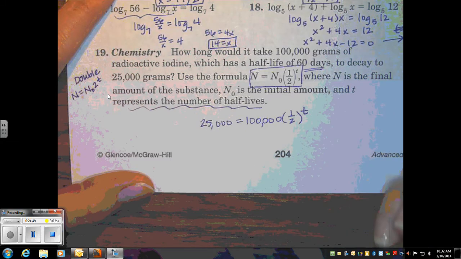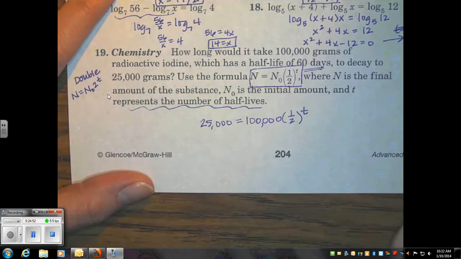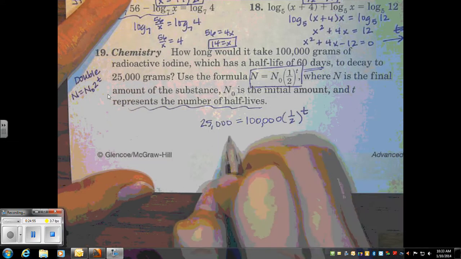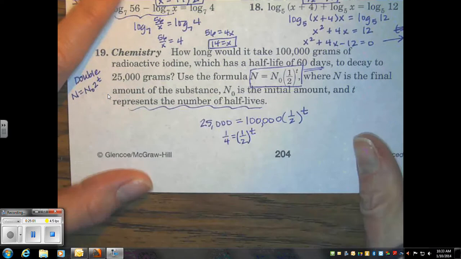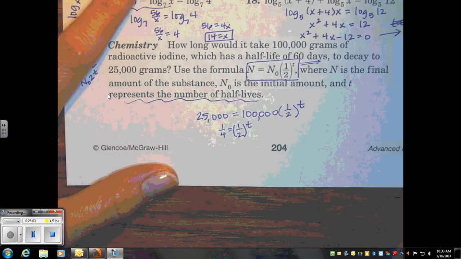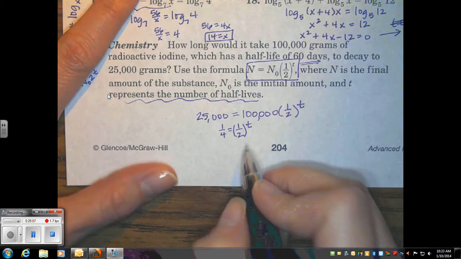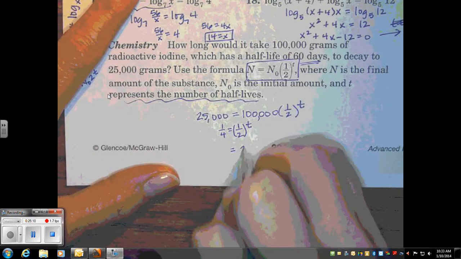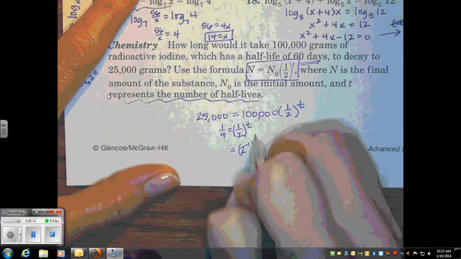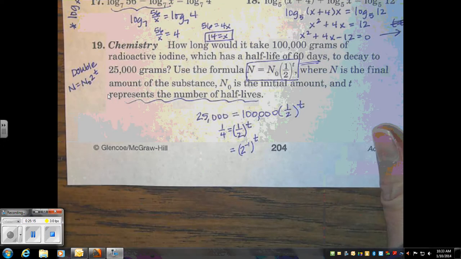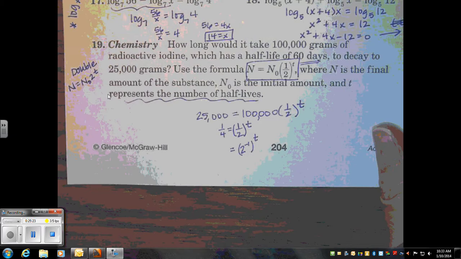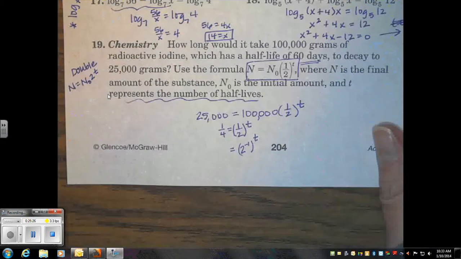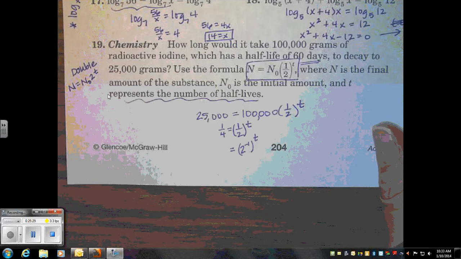So to solve for t and get it by itself, let's divide both sides by 100,000. 25,000 divided by 100,000 is a fourth. So if 1/4 equals 1/2 raised to the power of t, let's get the bases to match just like we did on the top part. On the right, 1/2, isn't that the same thing as 2 to the negative 1? Yes. So on the left, what's 1/4 equal to? 4 to the negative 1, but is that going to help us get our bases to match? No. Can we get a base of 2? Yes.